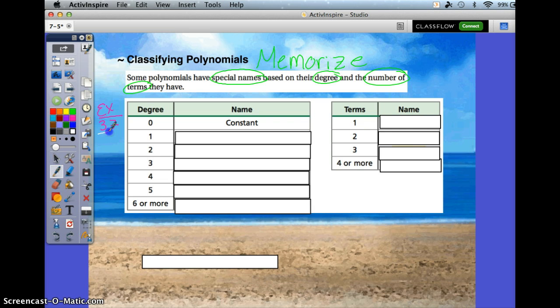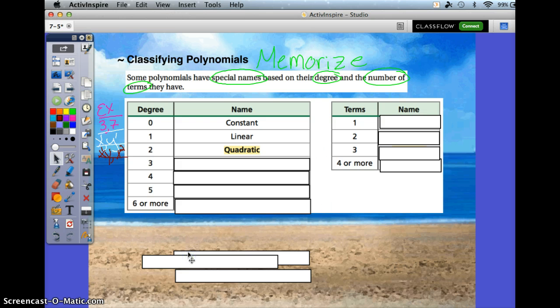If it has a degree of 1, it might be x, it might be y, anything like that. Both of those have a degree of 1. It would be linear. That's what we've worked with so far. If it has a degree of 2, so that might be something that looks like xy, because they both have a degree of 1, and 1 plus 1 is 2. It might be x squared. That's going to be quadratic.